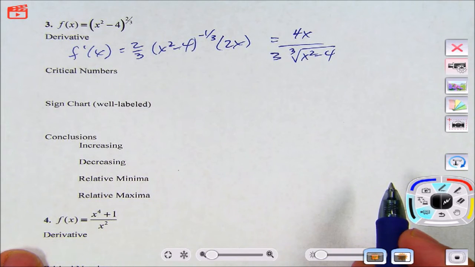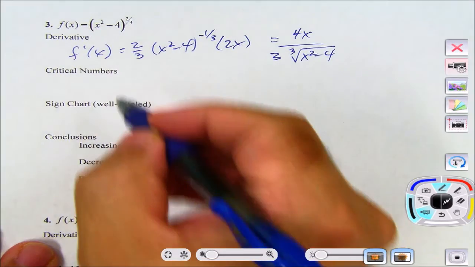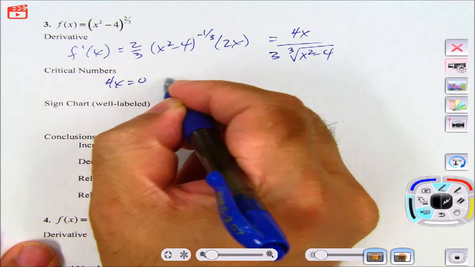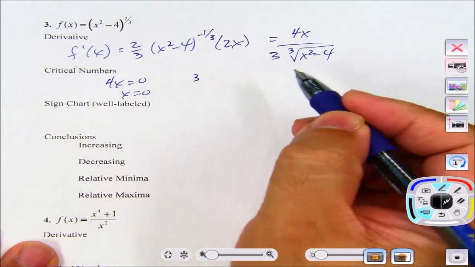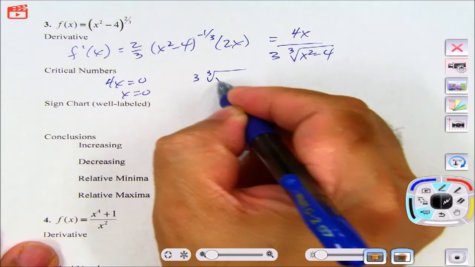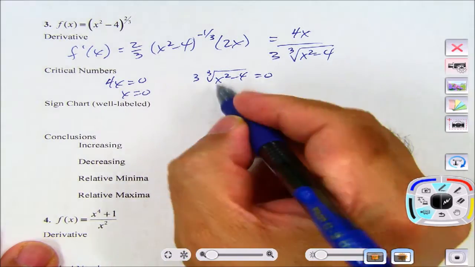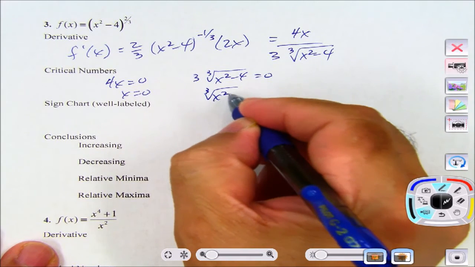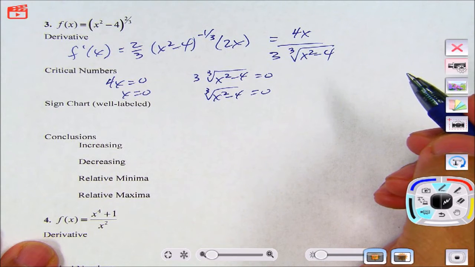Agreed. Okay. Critical numbers. Set the numerator equal to 0, and I get 0. Set the denominator equal to 0. 3 times the cube root of x squared minus 4 equals 0. Divide by 3, so you just have cube root of x squared minus 4 equals 0. So for critical numbers, you have to do the top and the bottom?